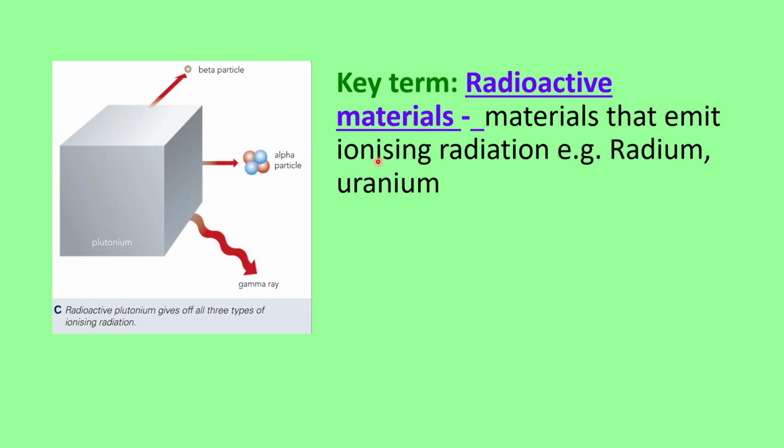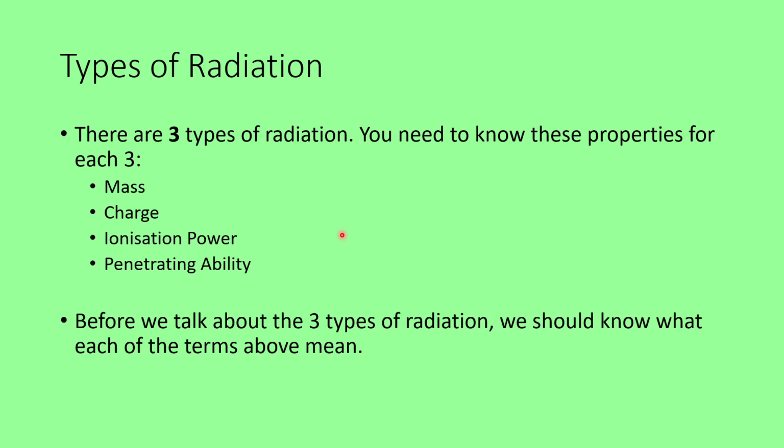Now, let's think: ionizing radiation. This is something we're going to look at today, about what this term actually means. What does it mean to be ionizing? There are three types of radiation that you need to know of. You need to know properties of each. You need to be able to give their mass, their charge, how ionizing they are, their ionizing power, and their penetrating ability. Before I talk about what the three types of radiation are, I want to look at what each of these terms actually means, as it will give us a better understanding of the three types of radiation.